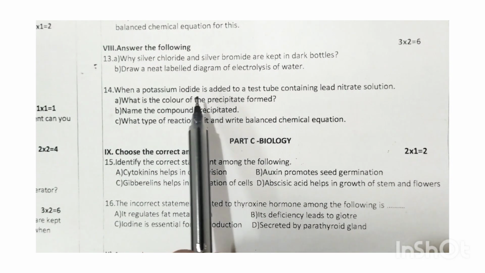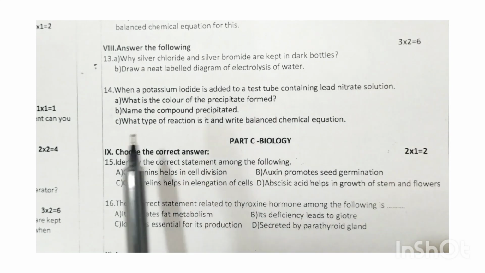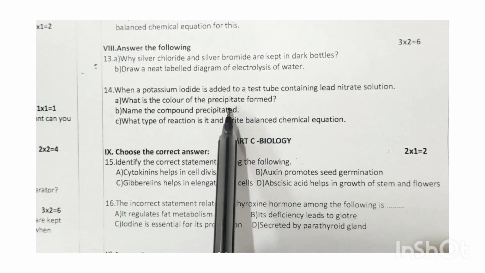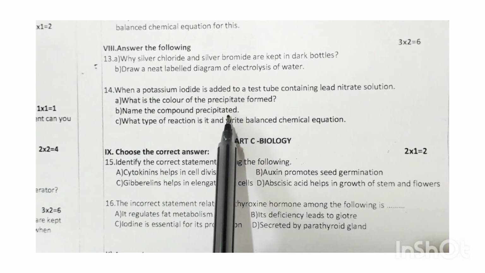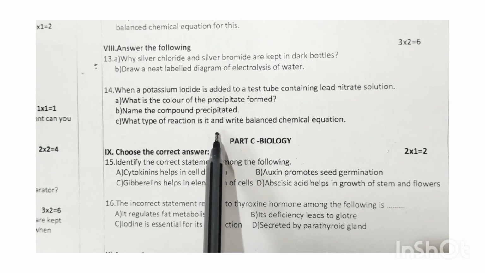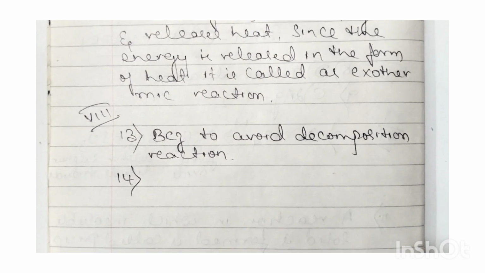When potassium iodide is added to a test tube containing lead nitrate solution, what is the color of the precipitate formed? 1. Name the compound precipitated. 2. What type of reaction is it? And write the balanced chemical equation. So there are 3 sub questions. Each question carries 1 mark. First let us write the balanced equation.